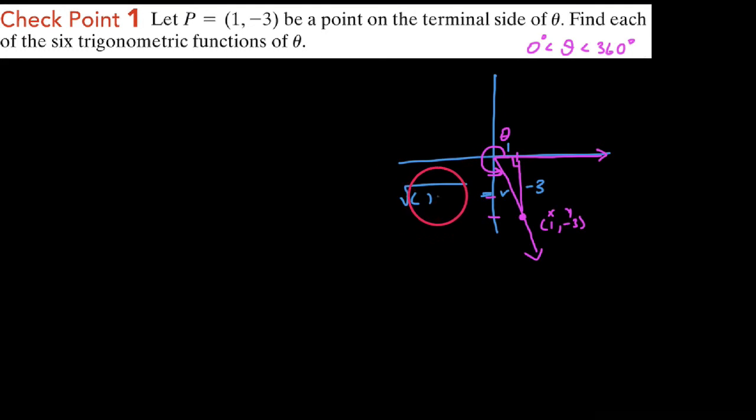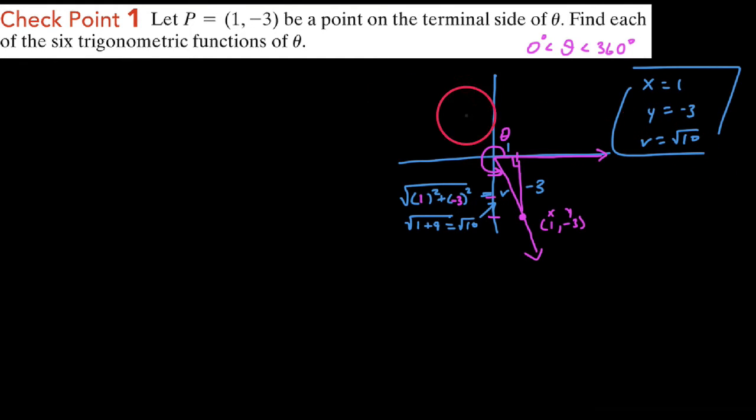And we know that that is going to be the square root of x squared plus y squared just because of the Pythagorean theorem. So let's go ahead and put in our 1 and our -3 here. And what we get is the square root of 1 plus 9. Really, we get the square root of 10 is the value of r here. So now we know x. X is 1. We know y. Y is -3. We know r. R is a positive square root of 10. We end up with this guy right here.